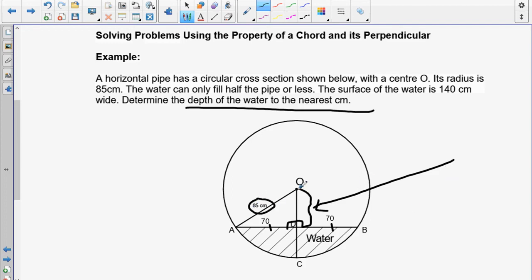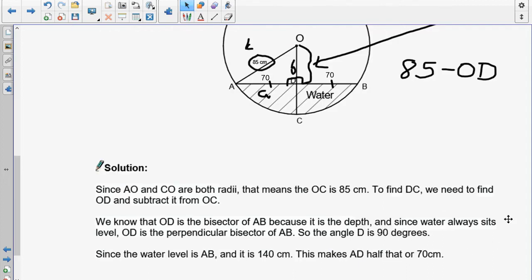So if I want to find out OD, the depth of water, I'm going to take 85 and subtract the line length of OD from it. So I need to find out what this is. There's my L, or my C, or my H, whatever we want to call it, and this would be A or B, and this would be A or B, depending on which way you wish. So I've got all the information I need now. So pause the recording and copy that information down.